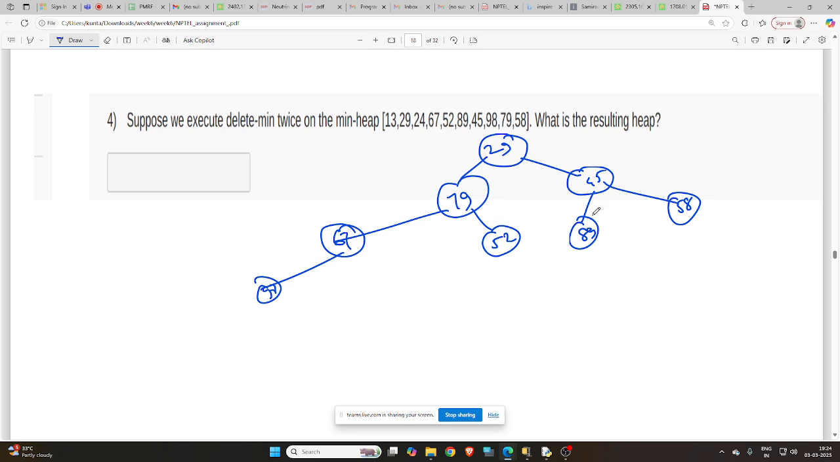Now this branch will not be affected, but for this case 79 is greater than 67 as well as 52. So if I just replace this 52 by 79, then that will be done. So this is 52 and this is 79. For this case you can see 52 is very good, then 67, 79, and then 67 is 98. Okay, so this is the result for the double delete min operation.